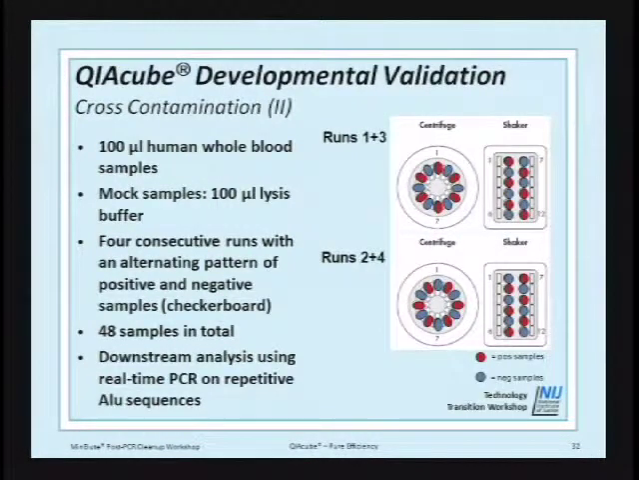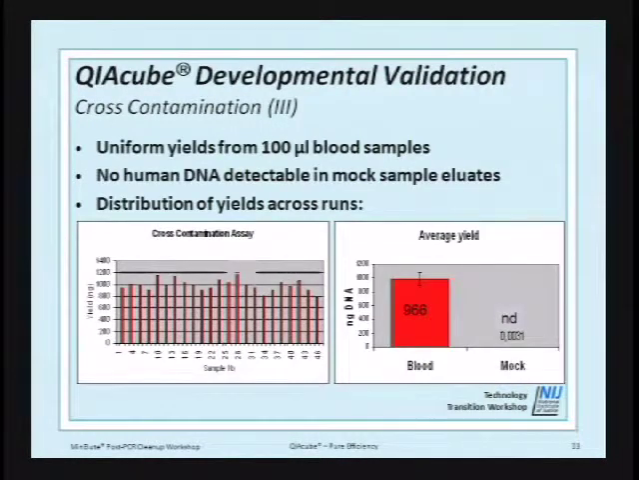So for the cross-contamination testing, 100 microliters of human whole blood was used. 4 consecutive runs with an alternating pattern of positive and negative samples, checkerboard format, 48 samples total, with downstream analysis using real-time PCR. Uniform yields from the 100 microliters of blood samples, no human DNA detectable in mock sample eluates, and the distribution of yields across runs, you can see there on the left side, looks good.